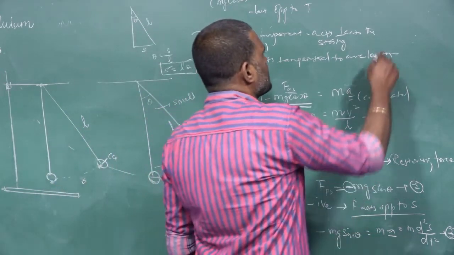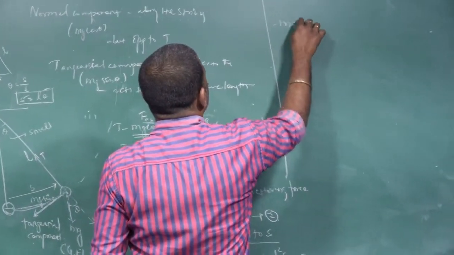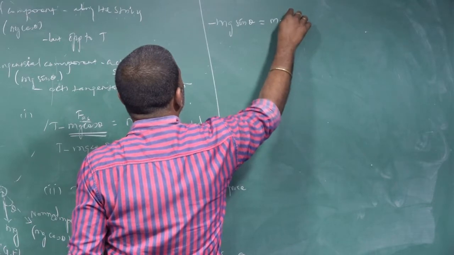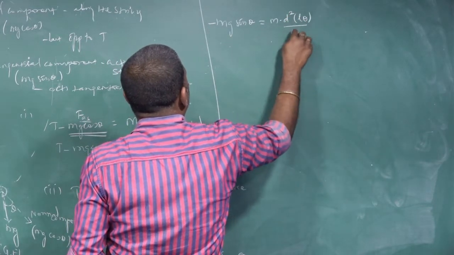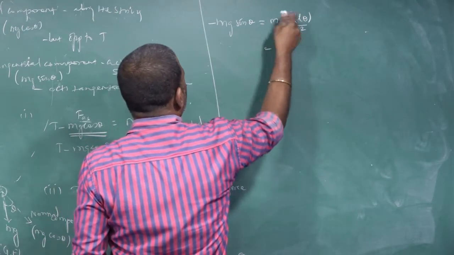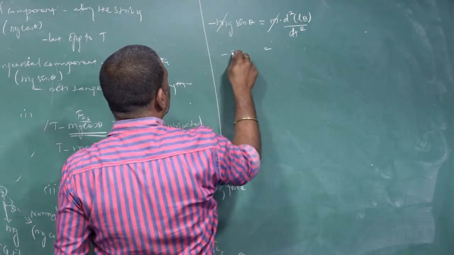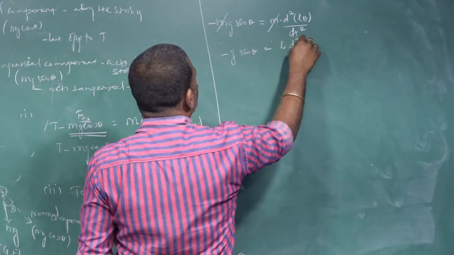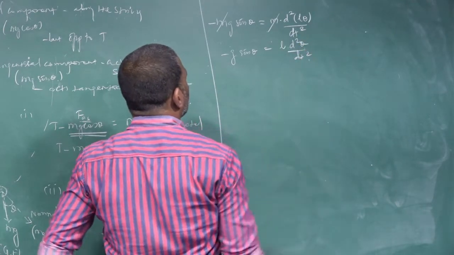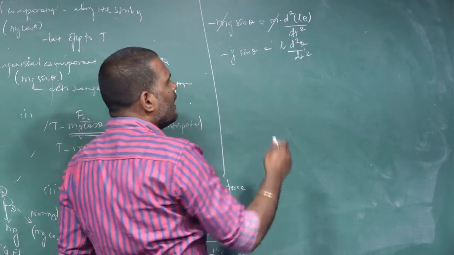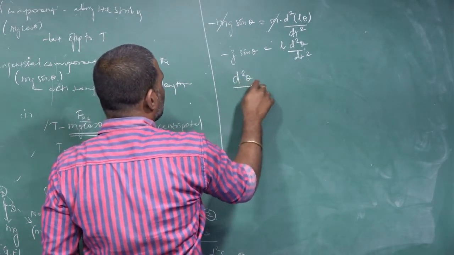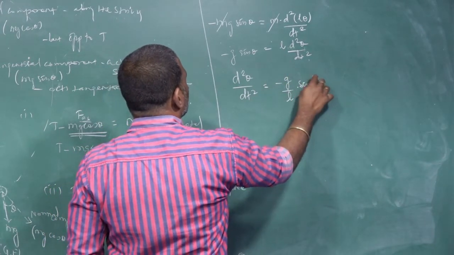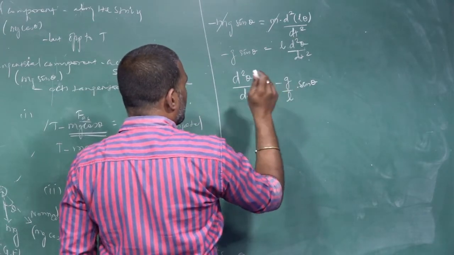So I have to replace this S as L theta in equation 3. I can rewrite the expression as minus mg sin theta is equal to m into d square of L theta divided by dt square. L is constant, I can take it out, and m can be cancelled from this expression. Minus g sin theta is equal to L into d square theta divided by dt square. I can reconstruct this equation as d square theta divided by dt square is equal to minus g divided by L into sin theta.